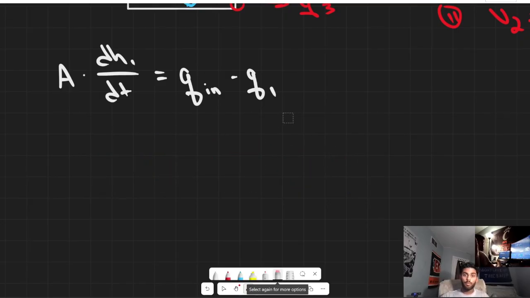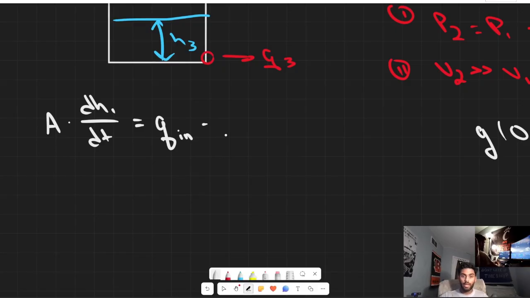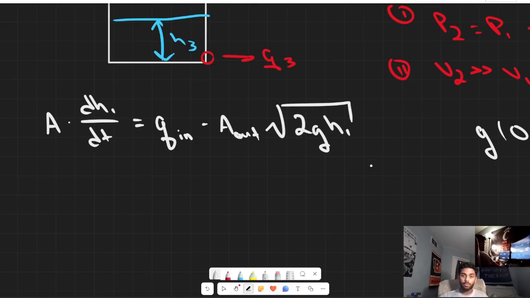So I'm going to rewrite Q1 as the area of the outlet times the square root of 2 times gravity times the height in tank 1. And this is equal to the flow exiting tank 1.